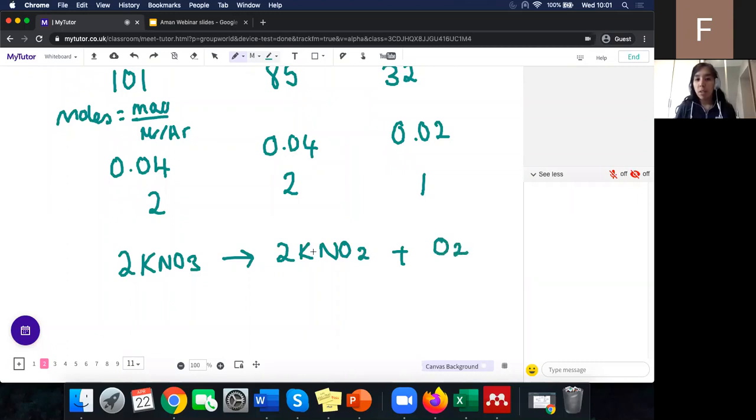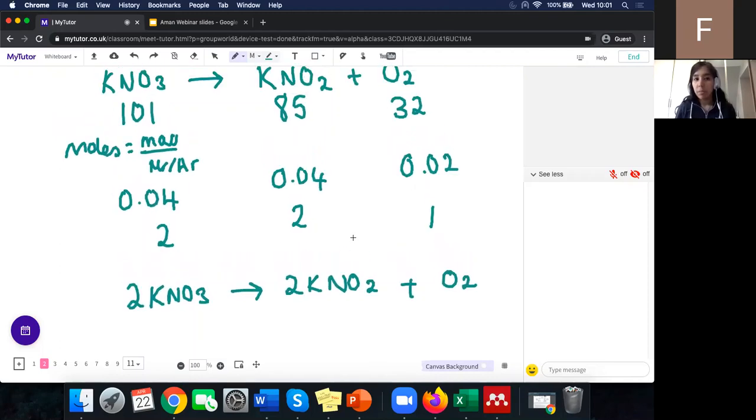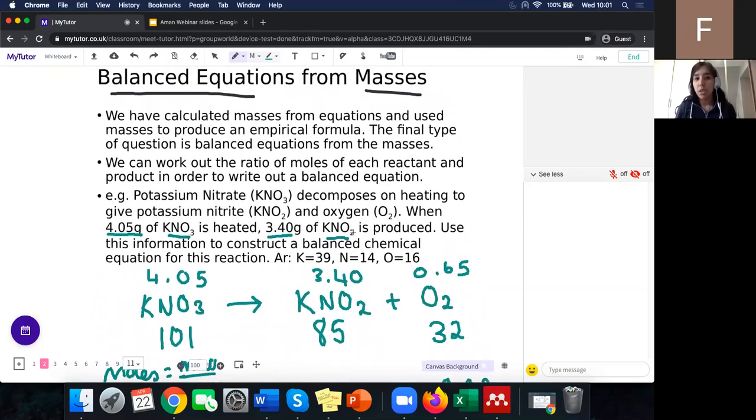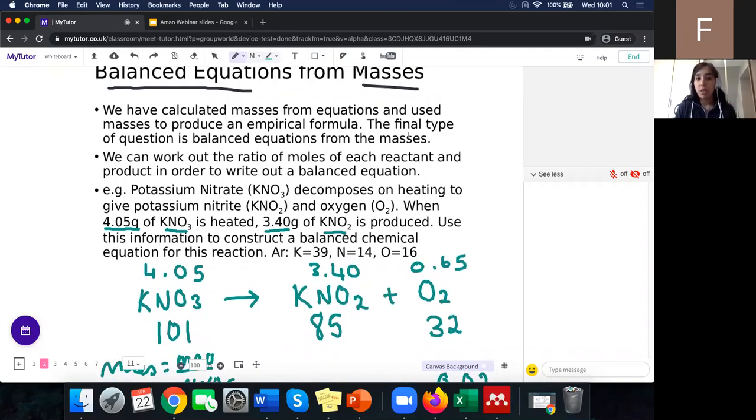If we have a look at our potassiums, we've got 2 potassium on the reactant side, 2 potassium on the product side, 2 nitrogens, and 6 oxygens, 4 plus 2, 6. So that's definitely balanced. That's our checking mechanism at the end. So that's the final type of question that you might be asked using moles equals mass over the formula mass, where we want to find a balanced equation from the masses. Does anyone have any questions about those? If not, we'll do another 1 or 2 questions on these.